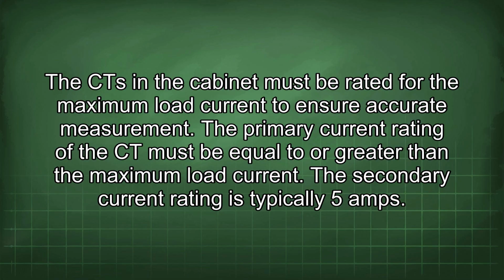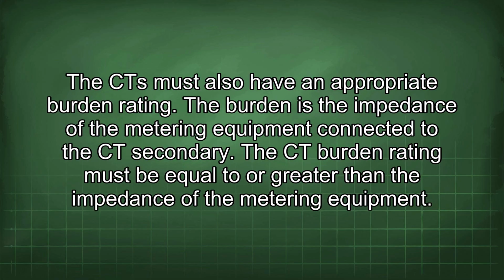The primary current rating of the CT must be equal to or greater than the maximum load current. The secondary current rating is typically 5 amps. The CT must also have an appropriate burden rating. The burden is the impedance of the metering equipment connected to the CT secondary. The CT burden rating must be equal to or greater than the impedance of the metering equipment.